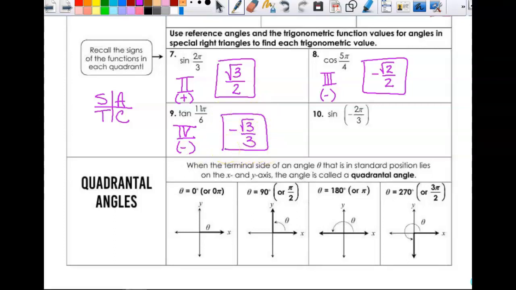Sine of negative 2 pi thirds. What quadrant is that in? Third. Okay. So I'm in the third quadrant. In the third quadrant, is sine positive or negative? Negative. The fact that I decide negative here has nothing to do with whether the angle is negative or not, right? So sine is negative. So now I just care about pi thirds. What's the sine of pi thirds? Square root of 3 over 2. And I make it negative, so it's negative square root of 3 over 2.